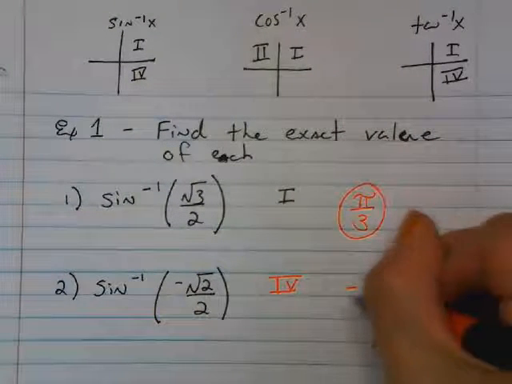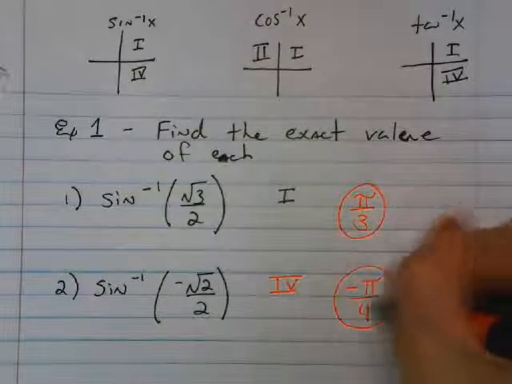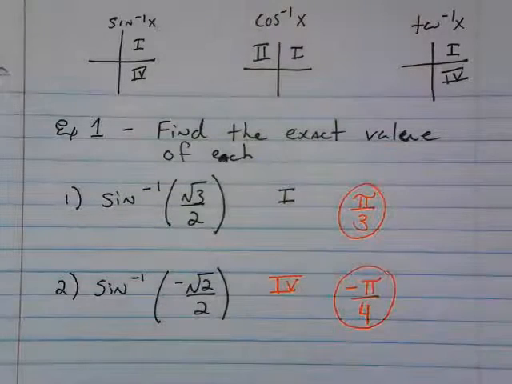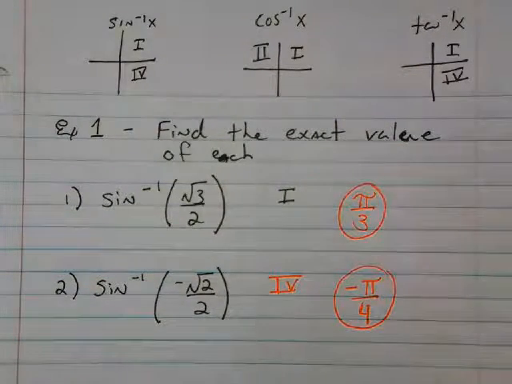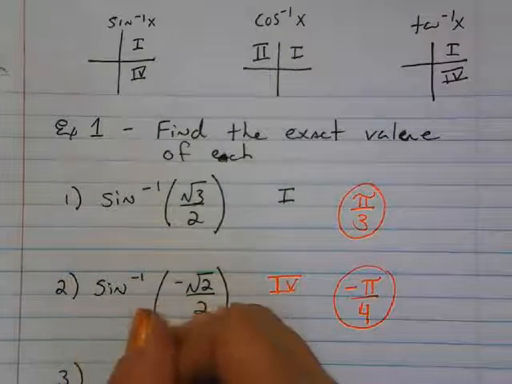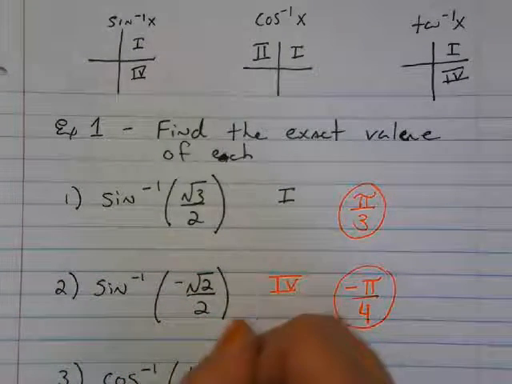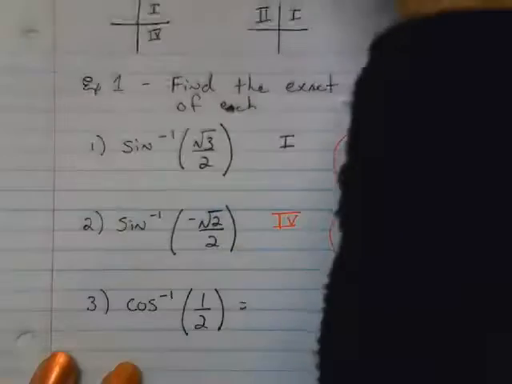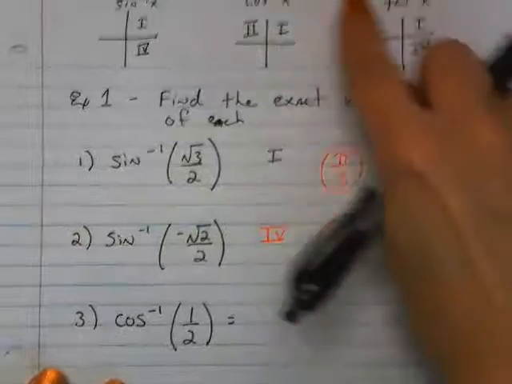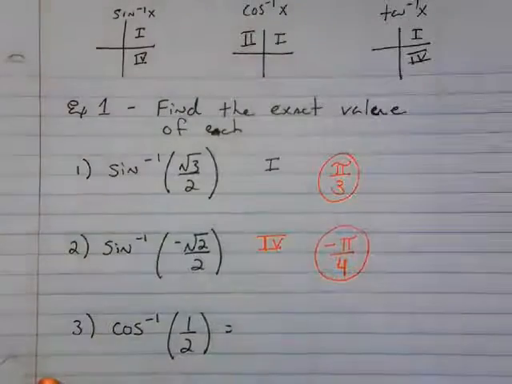Negative pi over 4. And, you know, again, we're pretty lazy as mathematicians, so I want you to tell me the most efficient way to get someplace. Alright, let's do the inverse cosine of 1/2. I'm going to see if I can unzoom just a little bit because I want to be able to look up here the whole time.